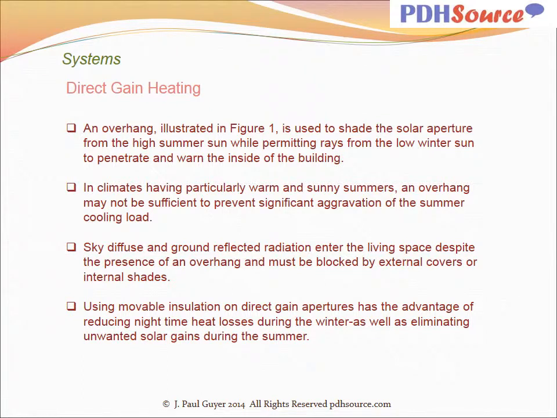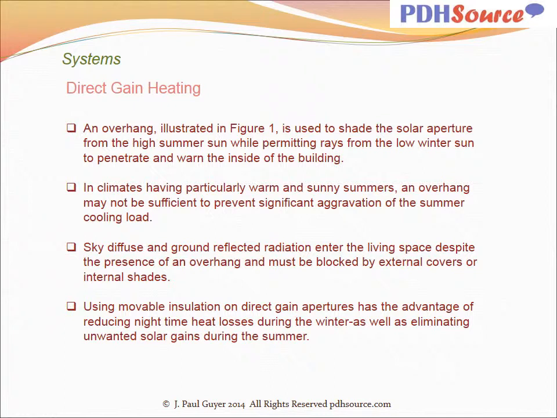An overhang, as illustrated in Figure 1, is used to shade the solar aperture from the high summer sun while permitting rays from the low winter sun to penetrate and warm the inside of the building. In climates having particularly warm and sunny summers, an overhang may not be sufficient to prevent significant aggravation of the summer cooling load. Sky, diffuse, and ground-reflected radiation enter the living space despite the presence of an overhang and must be blocked by external covers or internal shades.